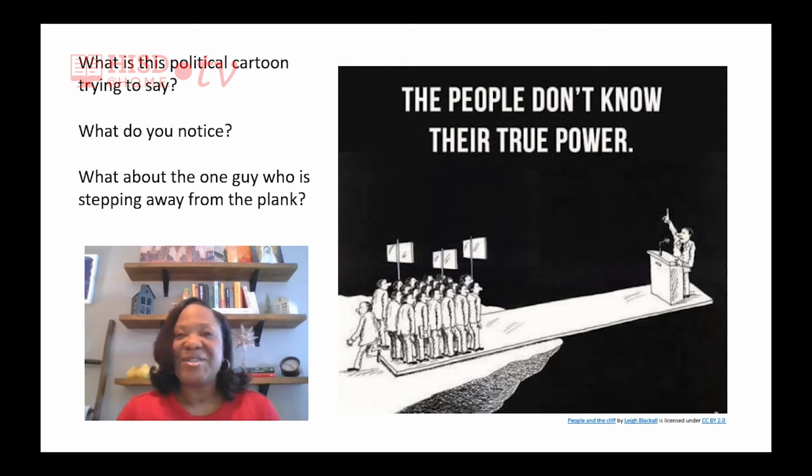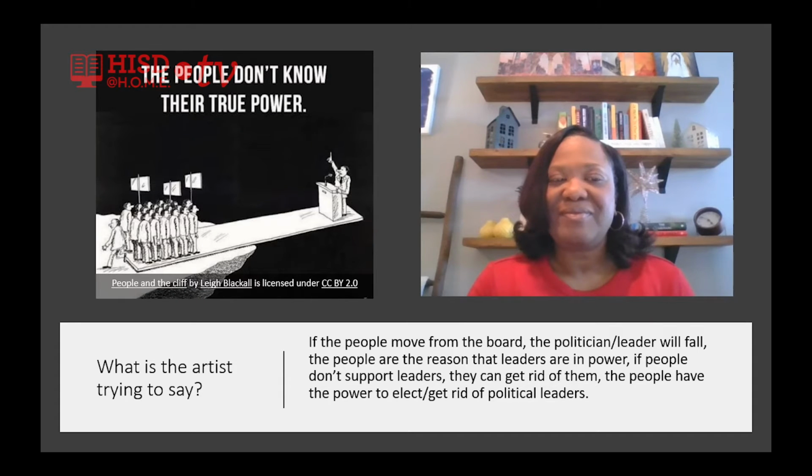Well, let's take a look at more of this topic. If the people move from the board, the politician or the leader will fall. The people are the reason the leaders are in power. If people don't support their leaders, they can get rid of them. The people have the power to elect or get rid of political leaders.